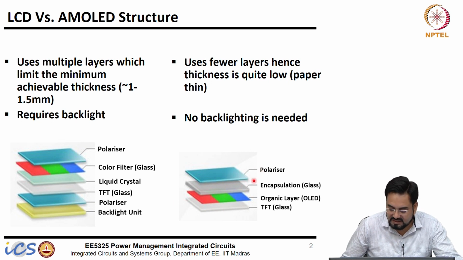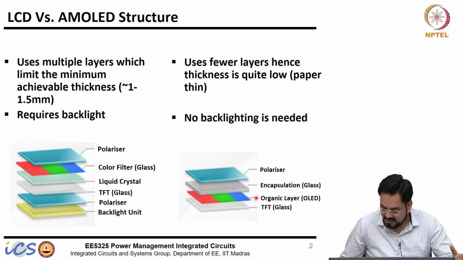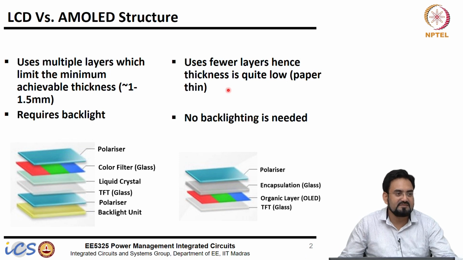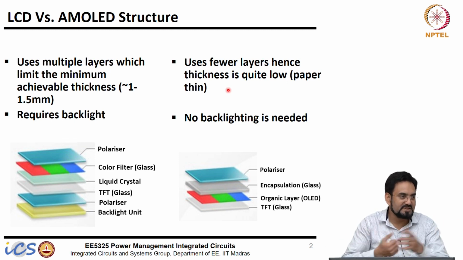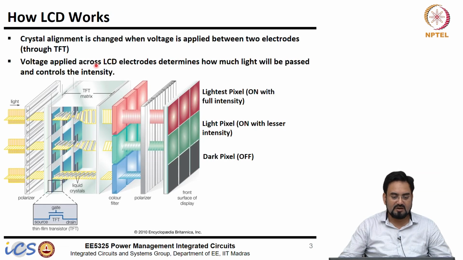Then other layers are also reduced, like the polarizer, which is not required here. In the LCD you use polarizers on both sides. And the organic LED itself is very thin, quite low in thickness. It can be as thin as paper, and that's why when we talk about foldable or flexible displays, those displays are only possible with OLED, not with liquid crystal or LCD. So this is how your LCD works.